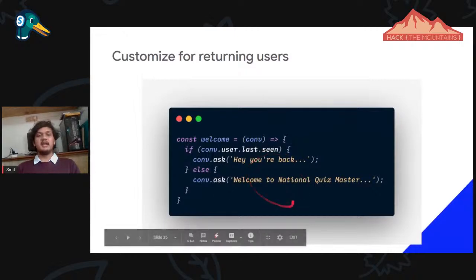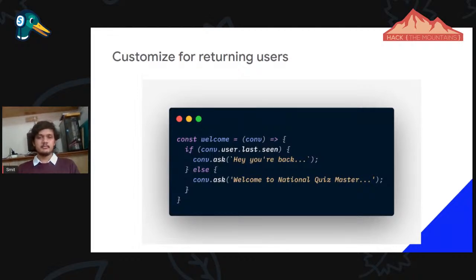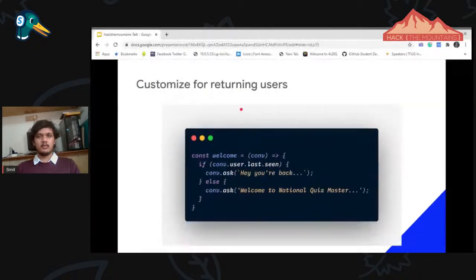So there is a function like user.last seen. When you interact with the Google Assistant, you need to sign in with your Google account. So Google Assistant knows when you last interacted, so you can use the last seen property to determine whether the user has interacted with the action before or not, and you can create a response accordingly. But now we'll see some demo. Just hold on, we'll see some demo.